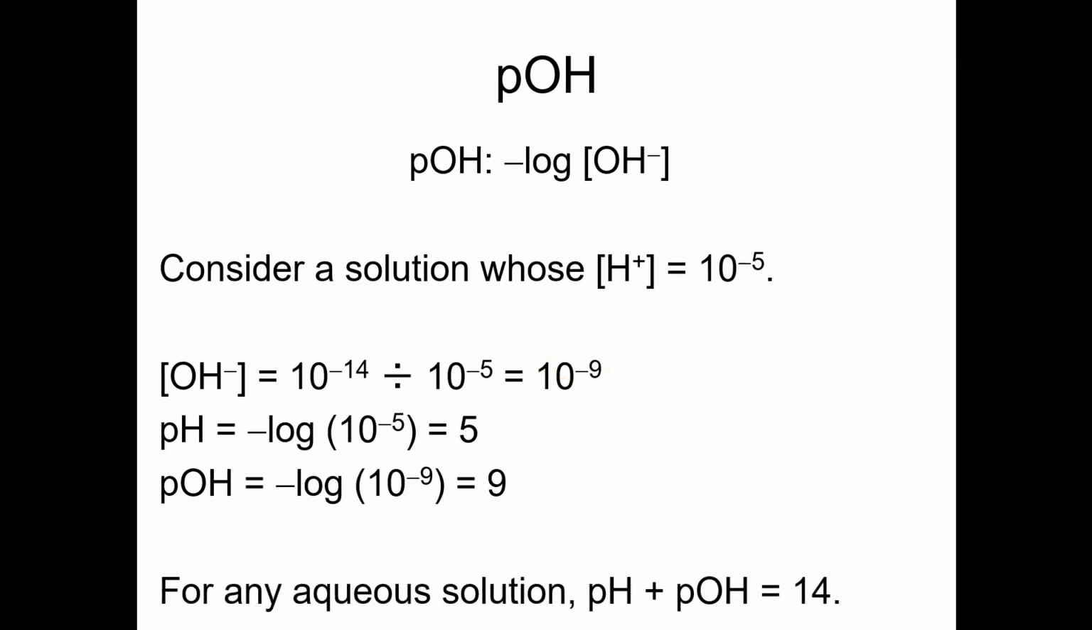And what you'll find out if you play with this at all is that for any aqueous solution, its pH plus its pOH is going to be equal to 14. In this case, if the pH is 5, the pOH is 9. If the pH was 10, the pOH would be 4. If the pH is 6.5, the pOH is going to be 7.5.